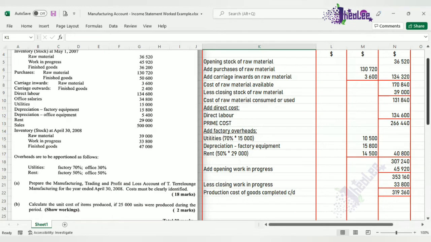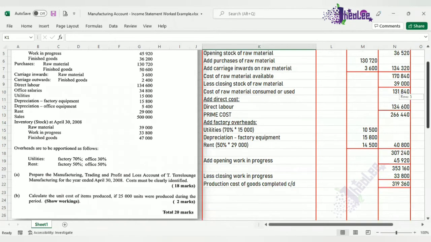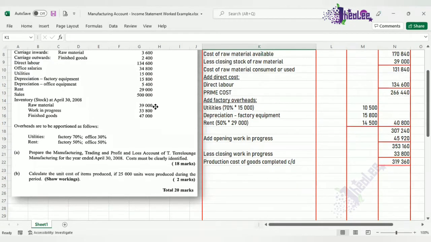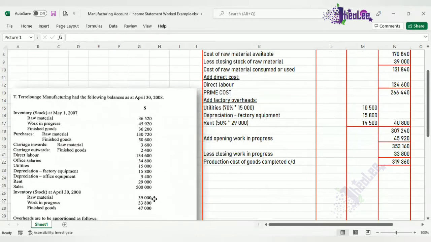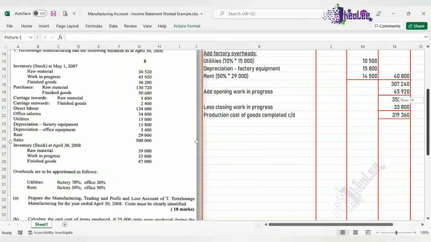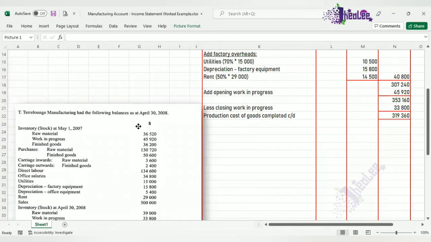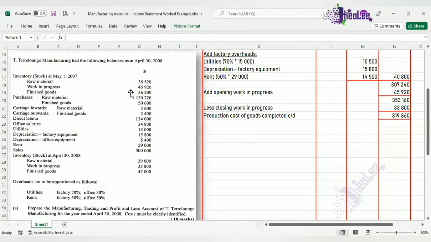So here we are now, people. As indicated earlier, our aim is to prepare the income statement for the manufacturing business. So we're going to move into preparing the income statement. So the first thing that we're going to pick up, as indicated earlier, that would be your sales figure from the question. Our sales is 500,000.